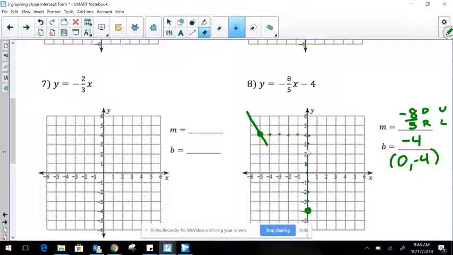Then I'm going to connect my dots. Since the slope, the numbers are so big, there's only room for 2 dots in your graph, and that's okay. That just depends on the slope you're given. Okay, since this is a negative slope, the line's going down, so we know it's decreasing. All right, that's it for graphing lines today in slope-intercept form.